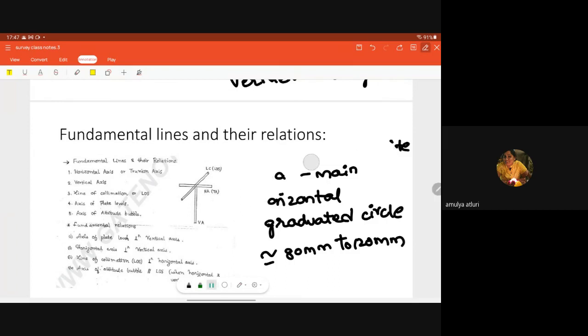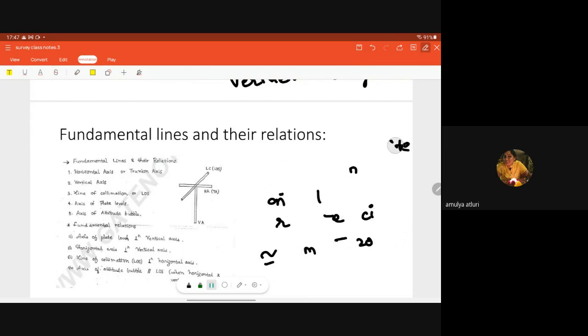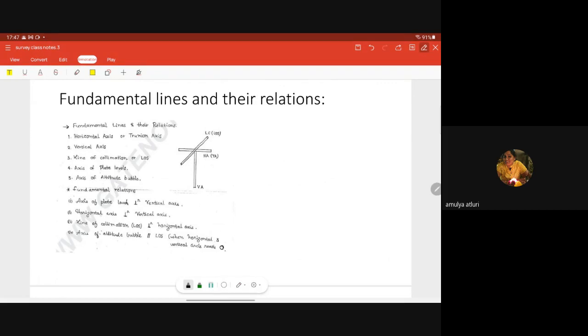So here come the fundamental lines and their relations. What are the lines? The nomenclature of the lines present in the theodolite and their relations: the horizontal axis or trunnion axis, the vertical axis, the line of collimation or line of sight, the axis of plate levels, and the axis of altitude bubble.